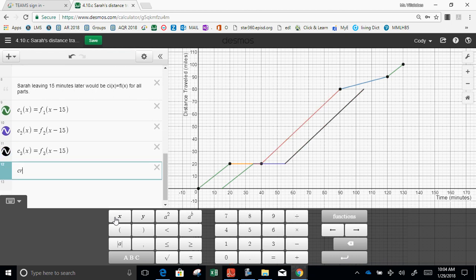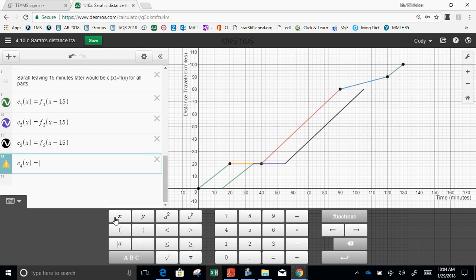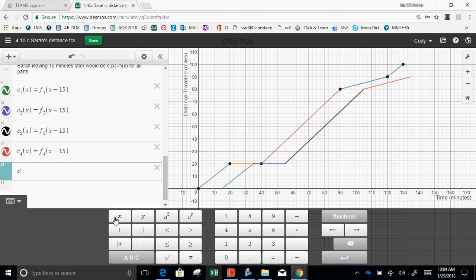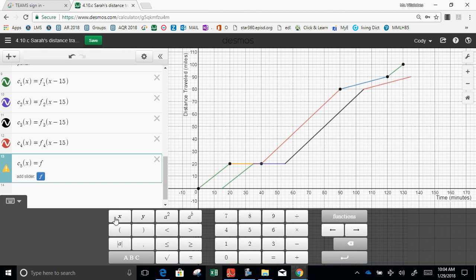This allows you to put the rest in the same manner. So part D will be D of x, D1 of x, D2 of x, D3 of x. This is C1 through 5 of x, but it's equal to x minus 15 because I want to make Sarah leave for a trip 15 minutes later.